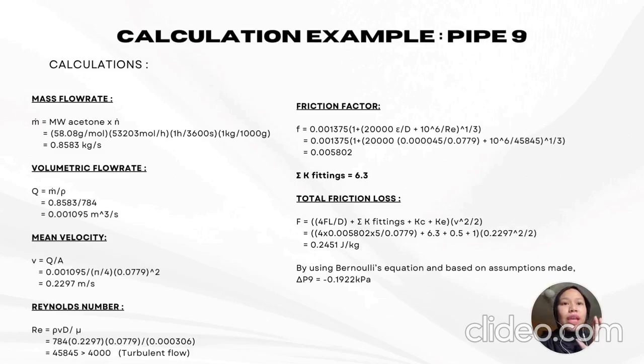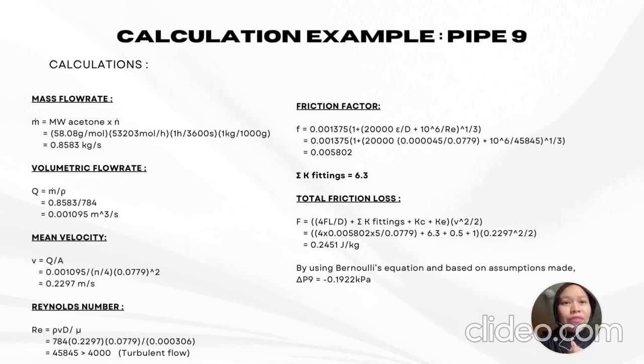Here, we present an example calculation for pipe 9, which demonstrates key flow properties. The first one is mass flow rate. Using the molecular weight of acetone and the given molar flow rate, we calculated the mass flow rate as 0.8583 kg per second. And for the volumetric flow rate, by dividing the mass flow rate by the fluid density, we obtain 0.001095 meter cube per second.